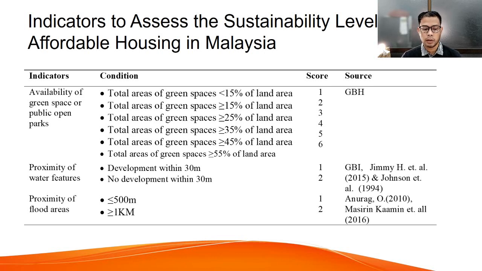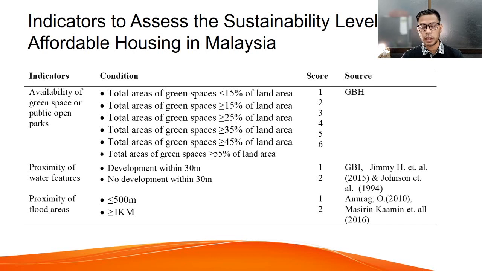And then the last indicator is the proximity of the flood area. If you want to see the environmental aspect, one of the indicators is the flood area. People don't want to live in a flooding area, so if there is any flood area within less than 500 meters, the score is 1. If the flood area, from the data we got from the Malaysia government, is more than 1 kilometer, the score is 2.